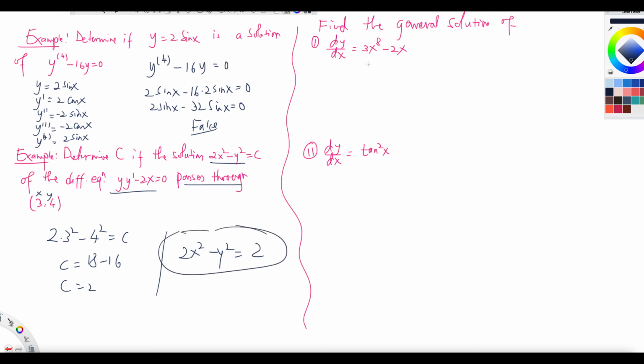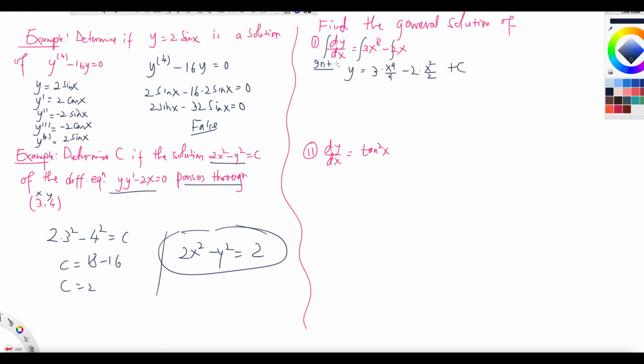Okay, so the next example is find the general solution of dy over dx equals 3x to the 8 minus 2x. In this example we need to integrate on both sides. So let us integrate on both sides. What do you get on the left side? y equals, integrating every term, 3 times the integral of x to the 8, which is x to the 9 over 9, and then minus 2 times the integral of x, which is x square over 2, and then plus C. Don't forget that C there.